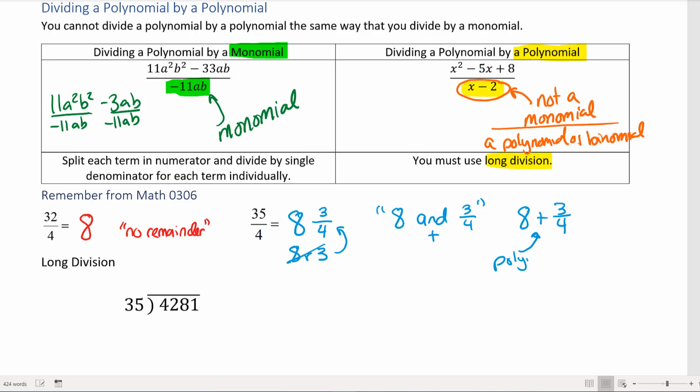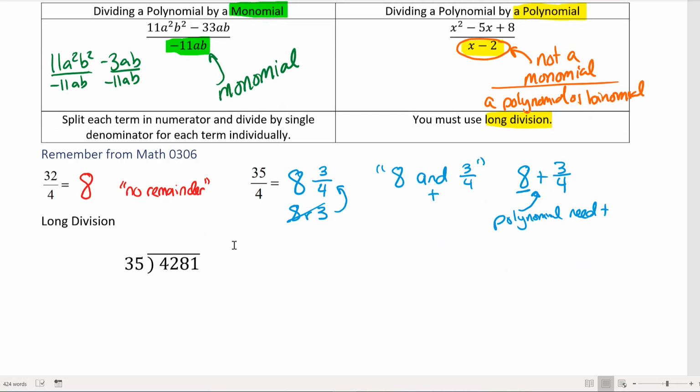but when we use polynomials, we are going to need that plus sign in between the answer, which is the quotient, and the remainder, which would be the 3 over the 4. Okay, so that's just a reminder about what remainders are and what they actually mean.